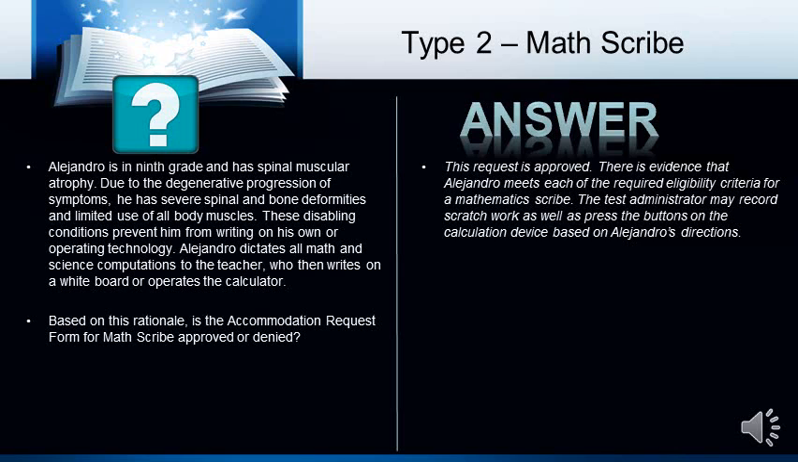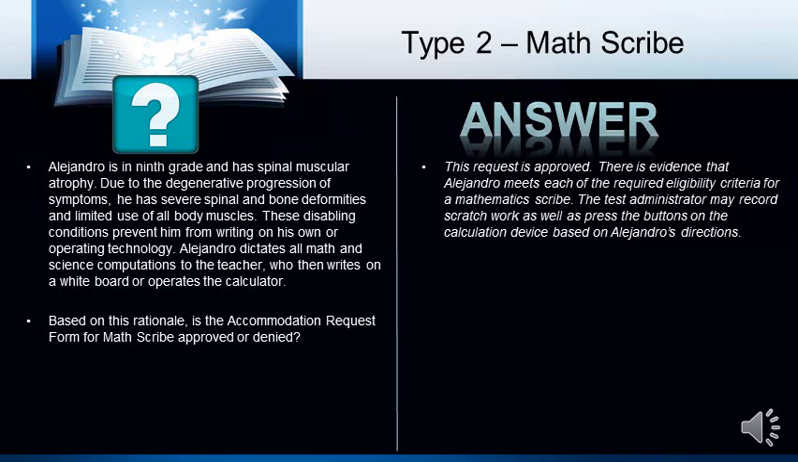Alejandro is in 9th grade and has spinal muscular atrophy. Due to the degenerative progression of symptoms, he has severe spinal and bone deformities and limited use of all body muscles. These disabling conditions prevent him from writing on his own or operating technology. Alejandro dictates all math and science computations to the teacher, who then writes on a whiteboard or operates the calculator.